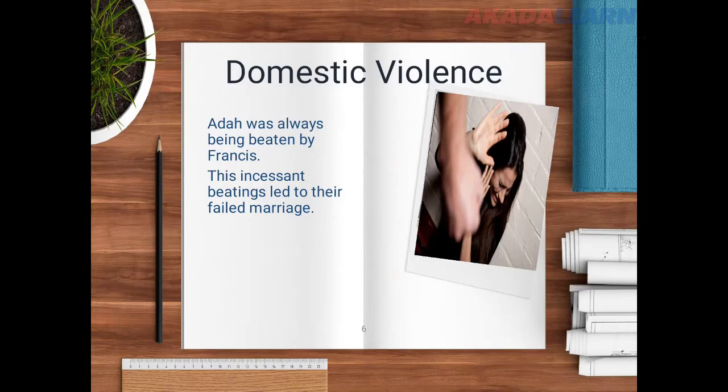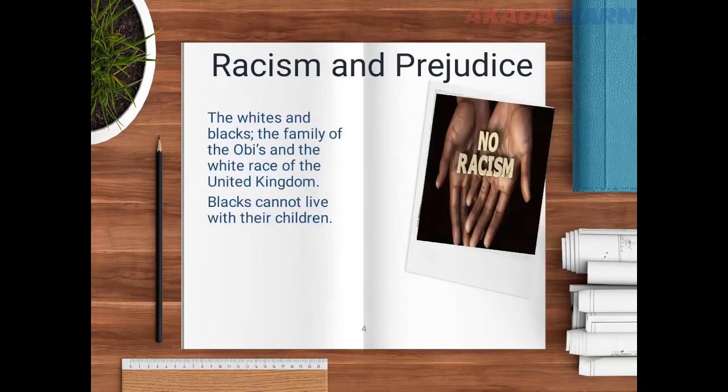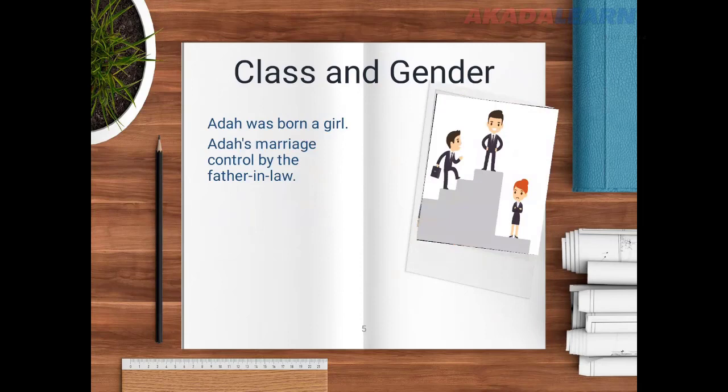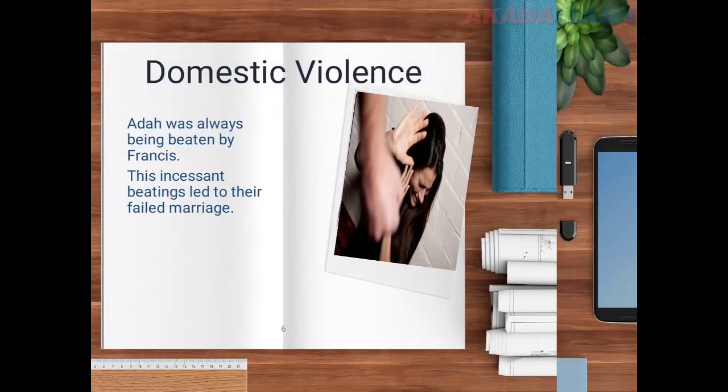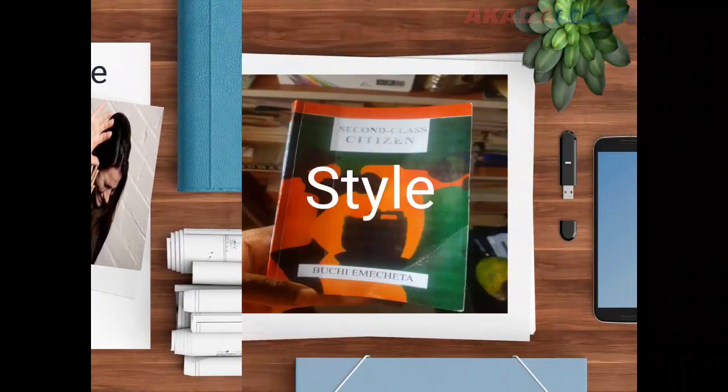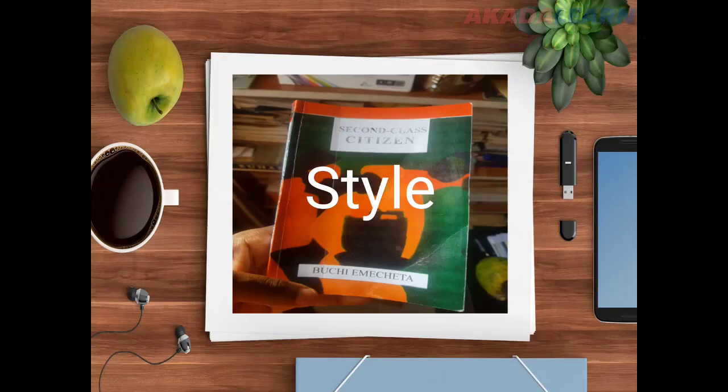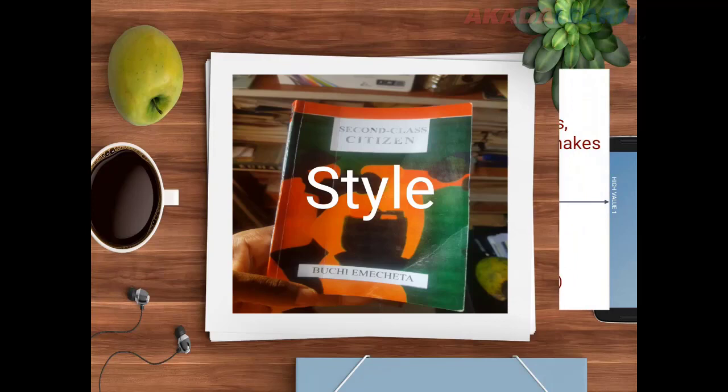So now we've looked at the themes in Buchi Emecheta's Second Class Citizen. We have racism and prejudice, we have class and gender, we have domestic violence, and there are other themes. There are so many other themes in this book, but we're going to be looking at just these three important themes. Now, let's go to the style of the book. How did Buchi Emecheta write her book? What are those unique qualities she added in her book? Let's look at them one by one.